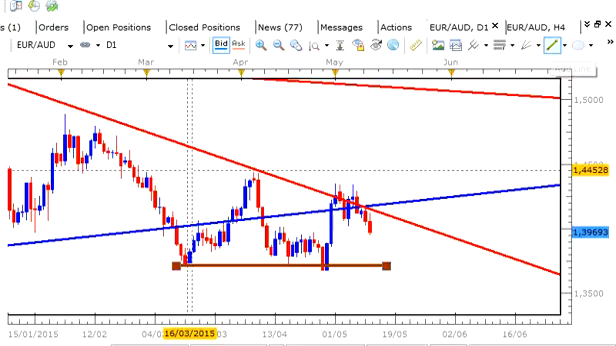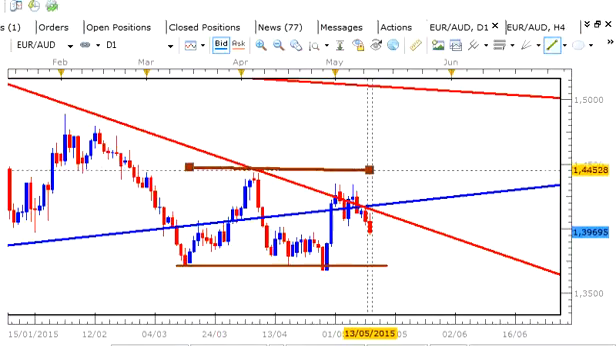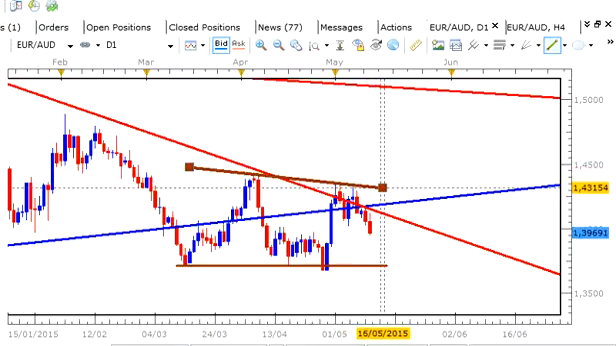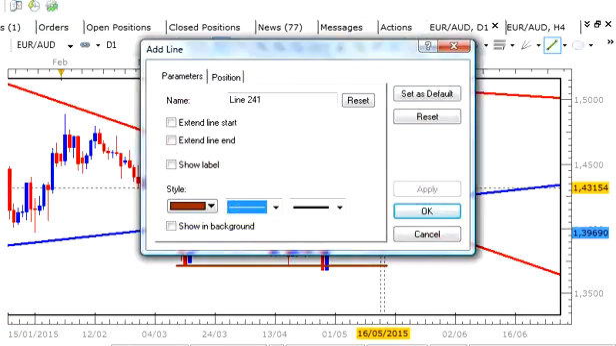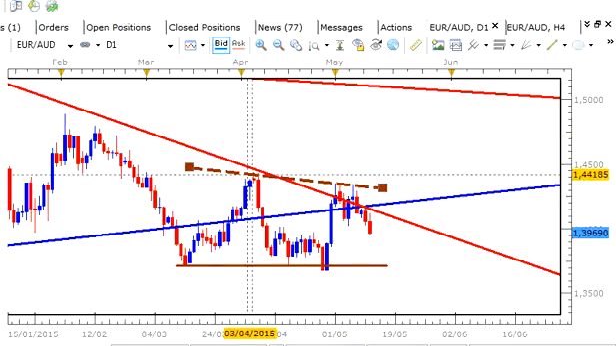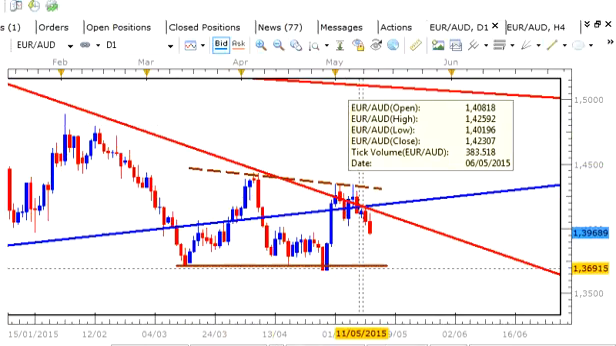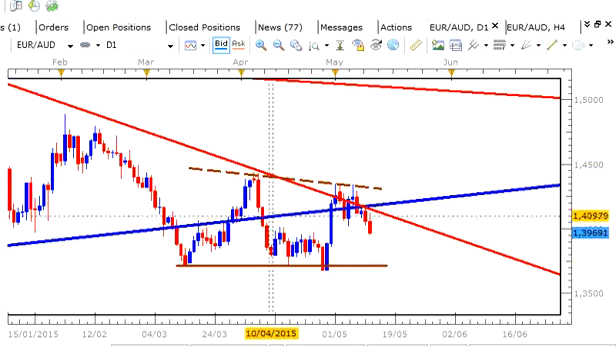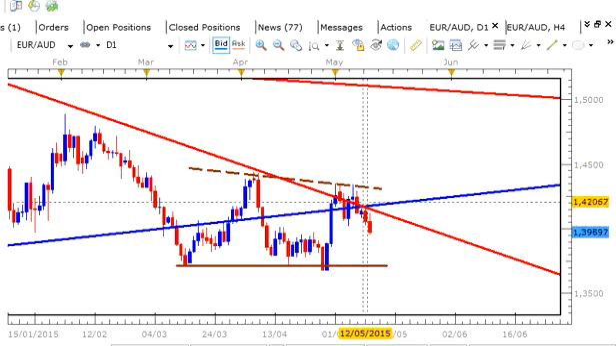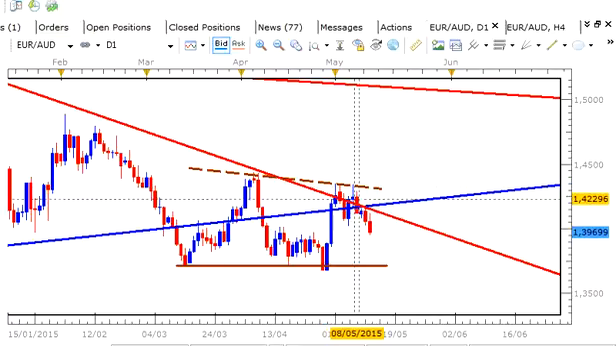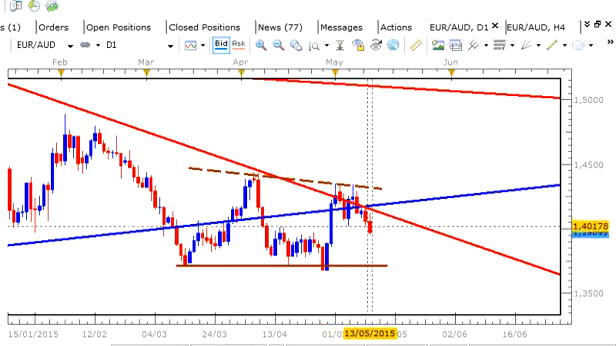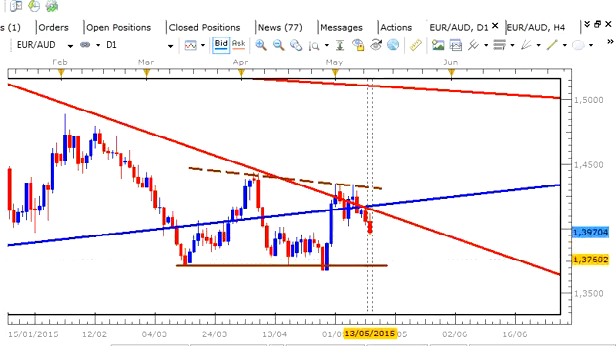So let's just draw this line to connect these 2 points. Here we have the possibility of a resistance boundary being formed to complete this overall pennant setup. So essentially what we would need to complete this boundary is a second resistance point, which will be formed if we see a bearish move back to this support boundary here.